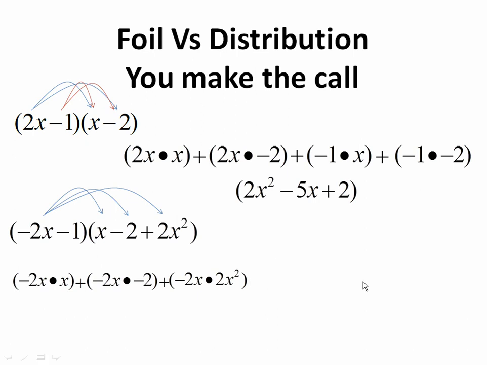Again, I'm going to put the plus line separator, and then I'm going to take the negative 1 and distribute it to all 3 parts of the trinomial.